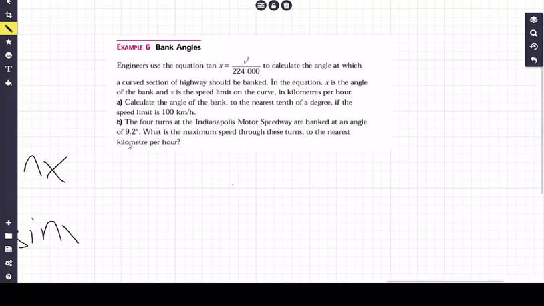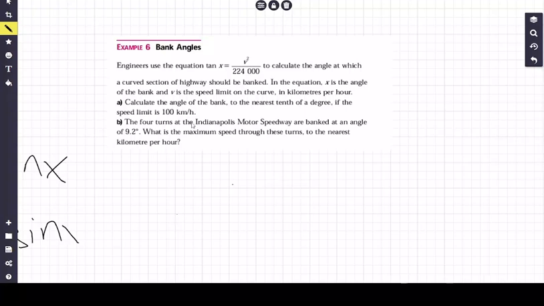So let's go ahead and do B. The 4 turns at Indianapolis Motor Speedway are banked at an angle of 9.2 degrees. What is the maximum speed through these turns? Just go ahead and plug in x now. So that's x equals 9.2 degrees.